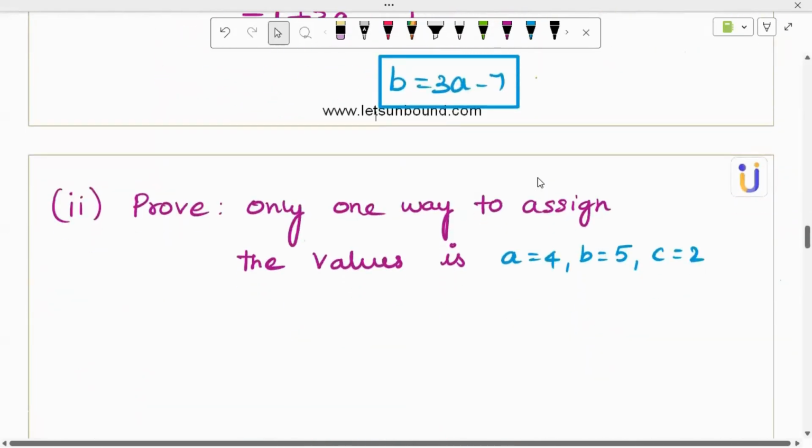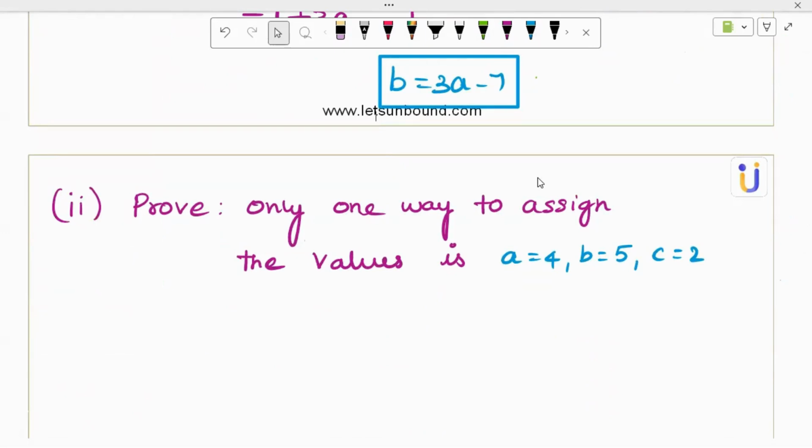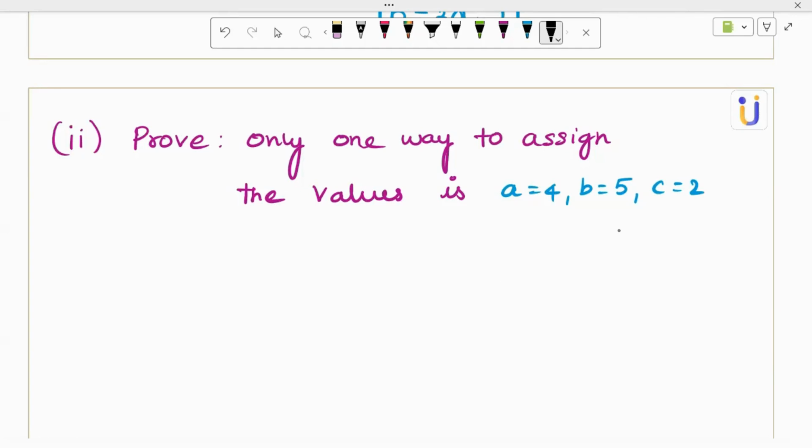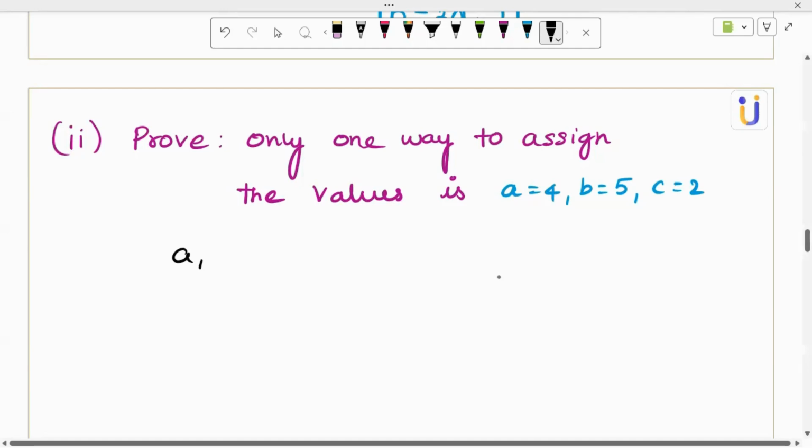So next part: prove that there is one and only way to assign the values for A, B, C, that is this 4, 5, 2 combination. Actually we have 60 possible outcomes, but the one and only way is where A, B, C simultaneously get satisfied, and this is the only way we need to prove. So first, A, B, C can take one among 1, 2, 3, 4, or 5.